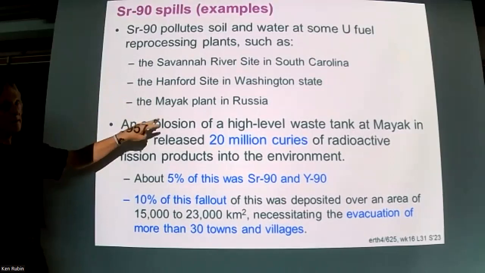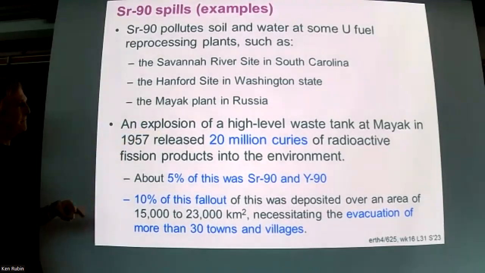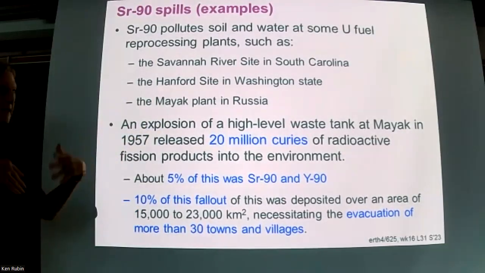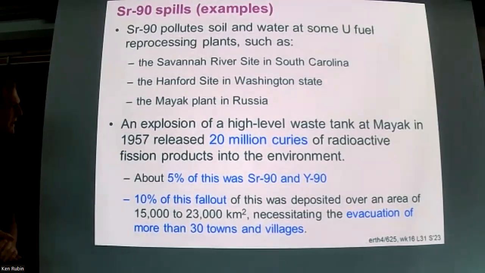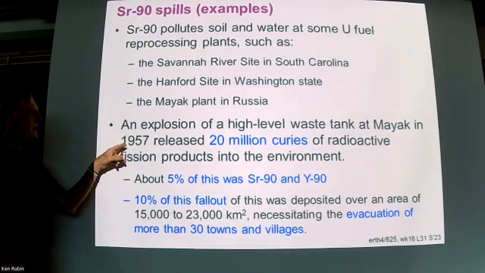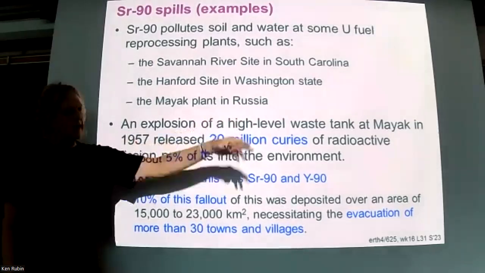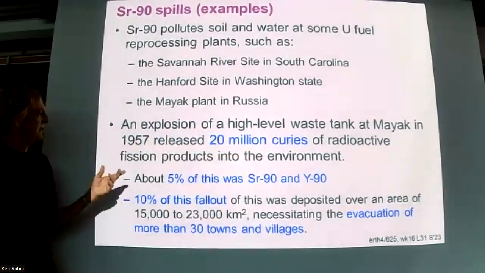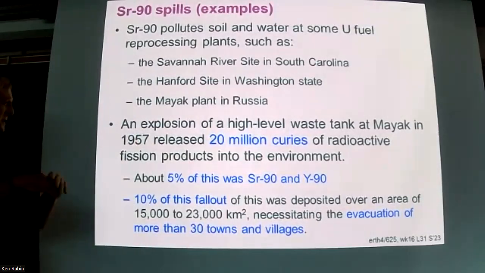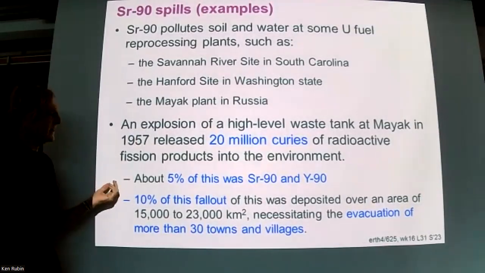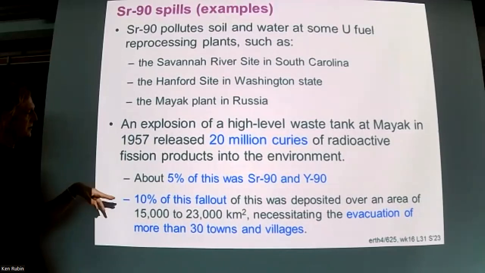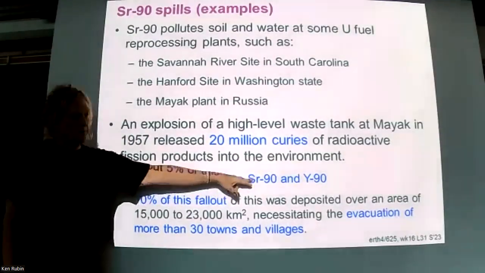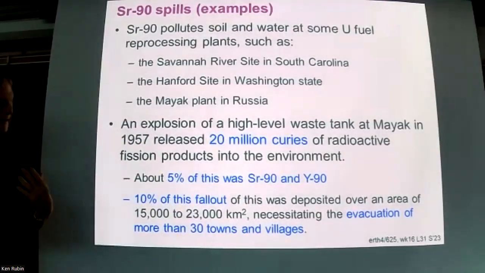Now there's a particular event that was kind of notorious and infamous, and again, during the Cold War, so we didn't really learn about it until later. But in 1957, there was an explosion in a high-level waste tank in Mayak, and something like 20 million curies of fission products went into the environment. It's a huge, huge activity, right? And so about 5% of this was strontium-90 and yttrium. So very, very high amount.